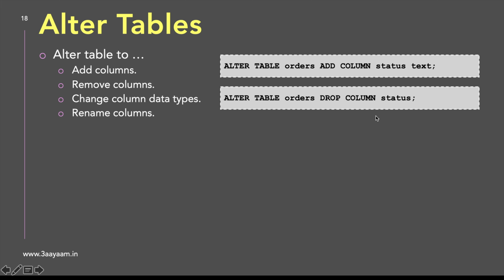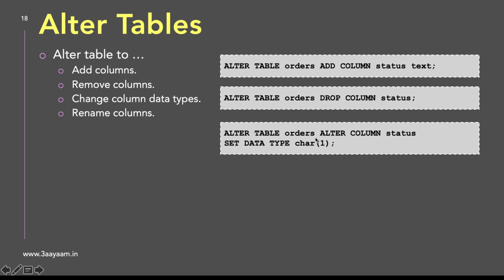Similarly, we can drop a column also. We can alter table to change the data type of the column also. Here what I am doing is I'm altering the table orders and I'm altering the column status and I'm changing the data type to char1. Maybe earlier it was text. So these are the various operations that we do using alter table.